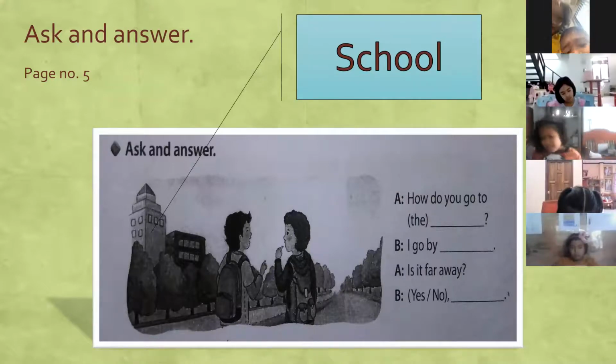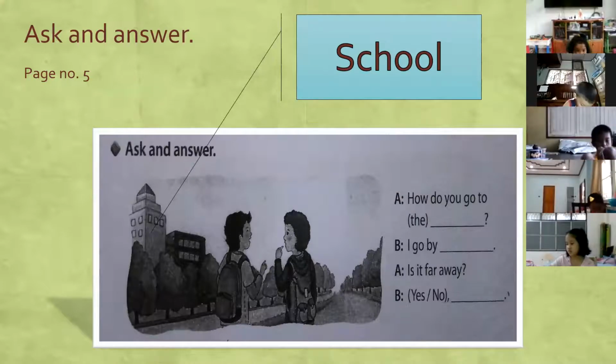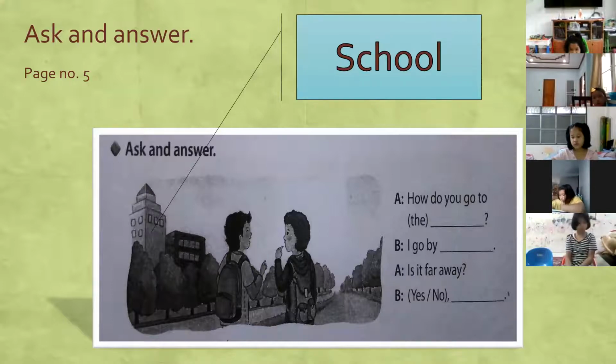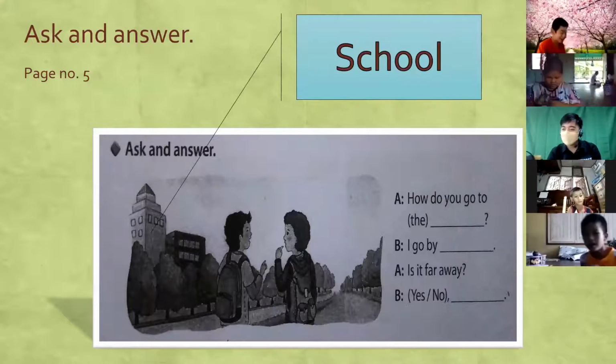How about Chanasit? I saw Chanasit raising his hand. Okay, can you read? Last one. How do you go to the school? I go by car. Okay, is it far away? Yes, it is.